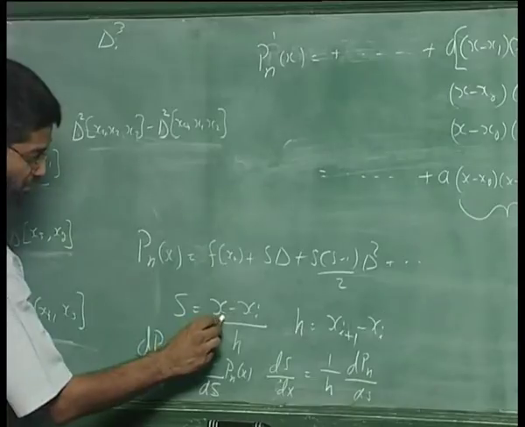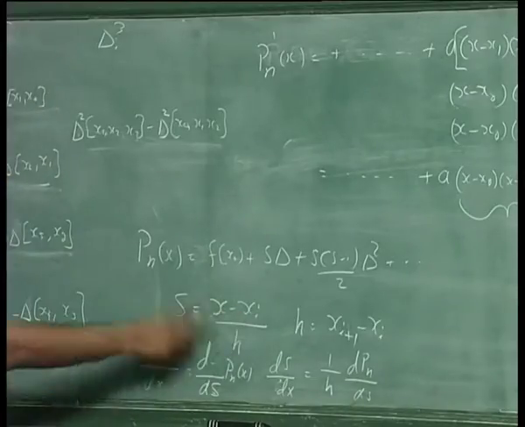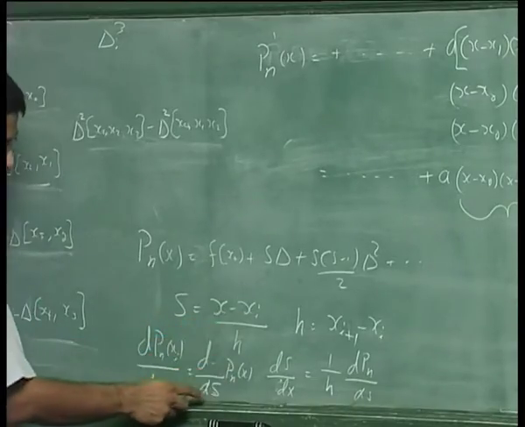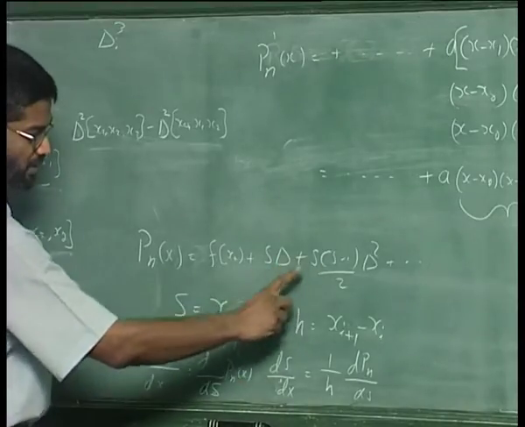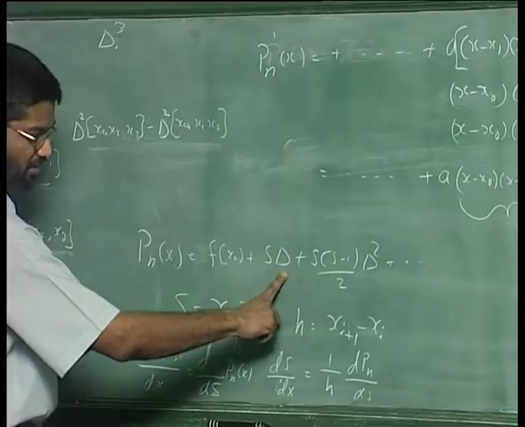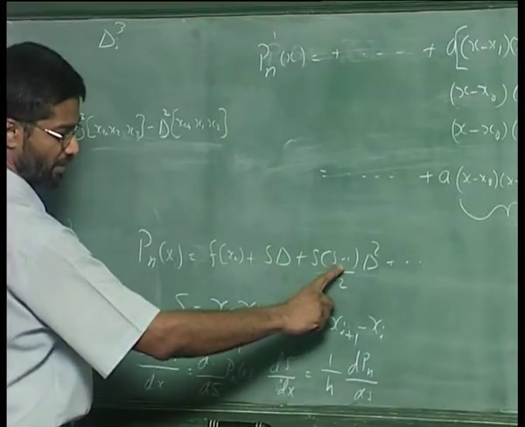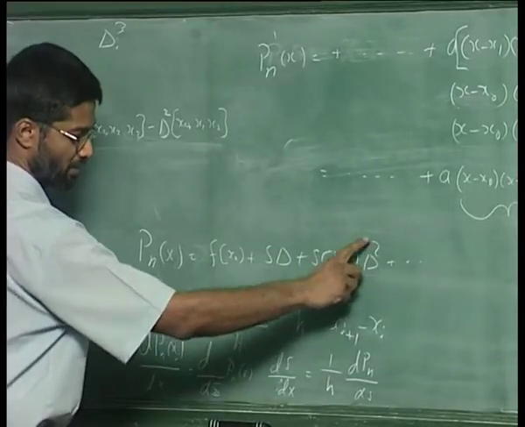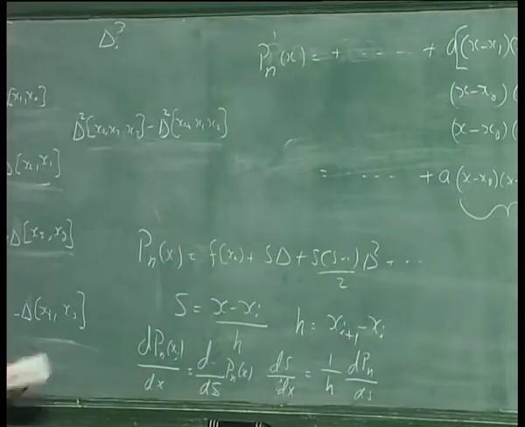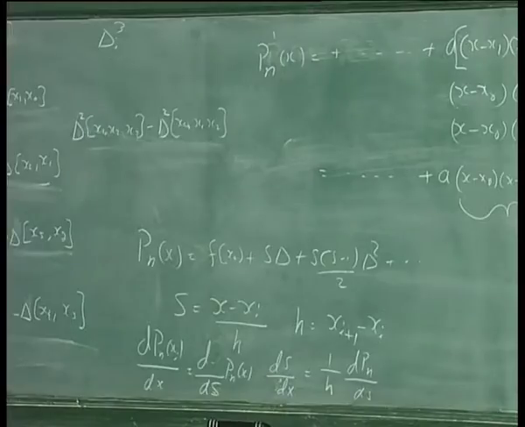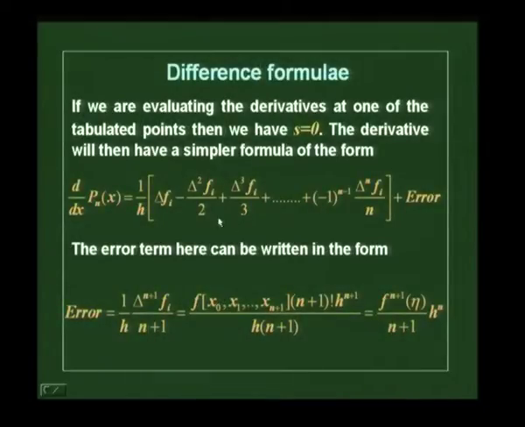Then s becomes xi minus xi by h, which becomes 0. And then for my derivative, the first term would be delta, the derivative of this with respect to s, right? The first term will be delta, and the second term will have only a minus 1 term: minus 1 minus delta squared by 2, etc. That's what we have, alternating plus and minus signs. So this is what is summarized here.